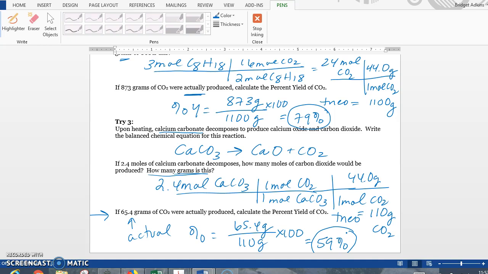All right guys, so that's all you need to know for theoretical and actual yield, and then how to calculate percent yield.